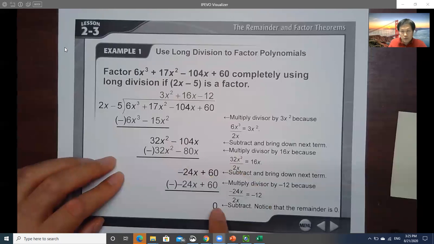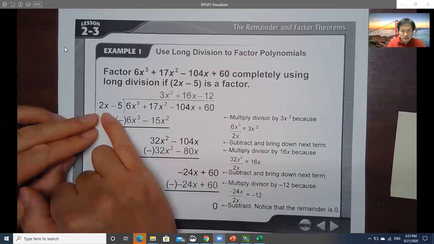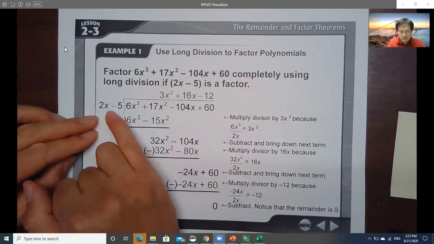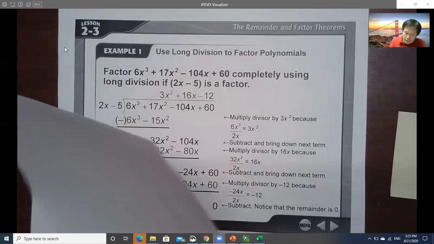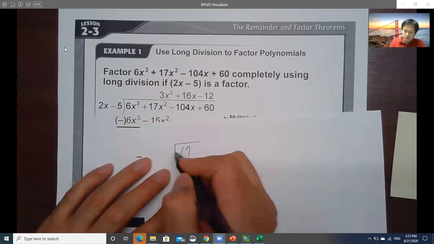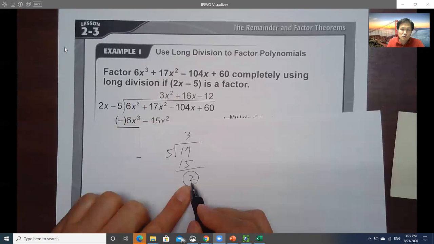So what does the 0 mean? That means there's no remainder. What does that mean? That means this 2x minus 5 is a factor of this. So if you didn't quite catch that, if you do 17 divided by 5, you get 3, 15, 2. You get a remainder of 2.